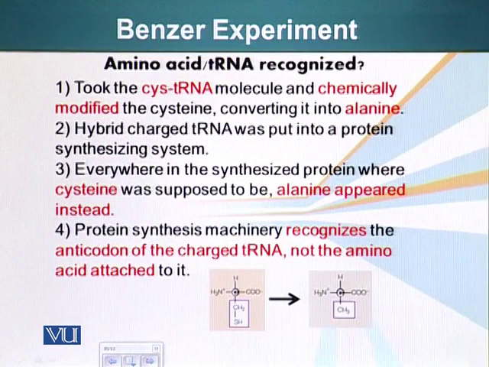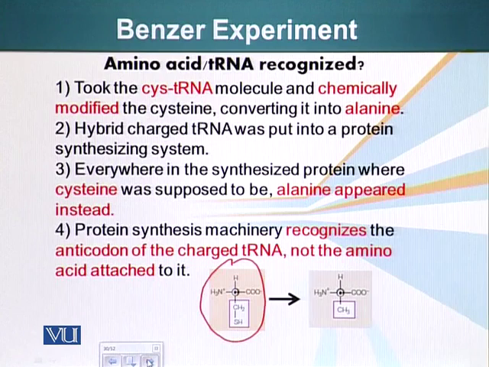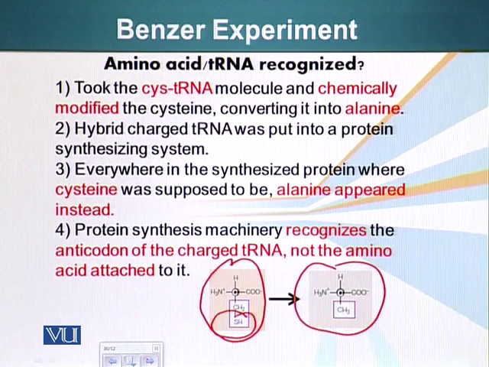Here I would like to mention a very important experiment, the Benzer experiment. The question was, what is recognized? Is the amino acid recognized or the tRNA recognized during protein synthesis? So they took tRNA molecules which were attached to cysteine molecules. Here's the structure of cysteine on your screen. And they chemically modified this amino acid. While it was attached to its respective tRNA molecule, they chemically modified it into alanine. Here's the structure of alanine. Basically, they removed the sulfur and hydrogen atoms from this amino acid.